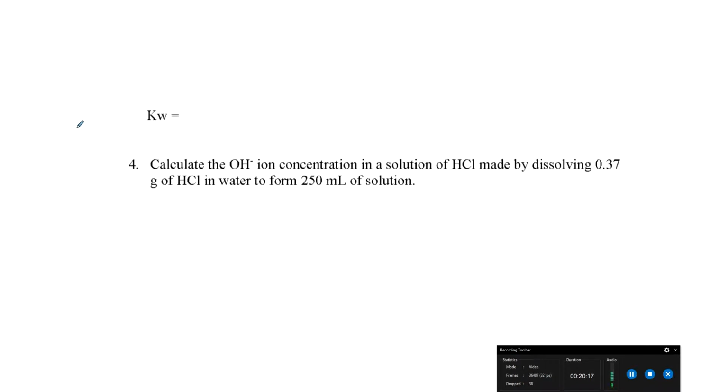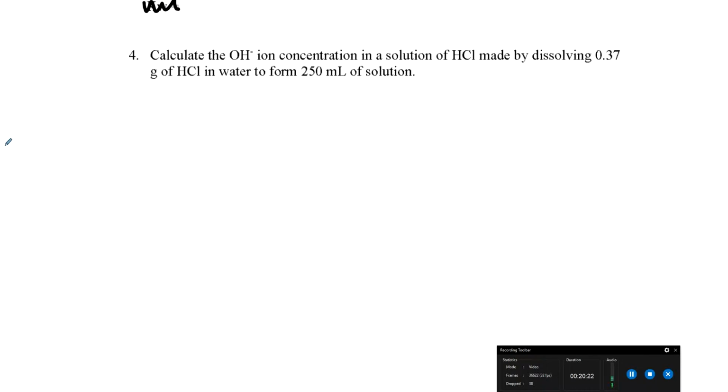Okay, one more. I guess we did that part already. So let's try something a little bit more involved. We're going to calculate the hydroxide ion concentration in a solution of hydrochloric acid, or HCl, made by dissolving 0.37 grams of HCl in water to form a 250 milliliter solution. Okay, so a few things we need to sort out here.